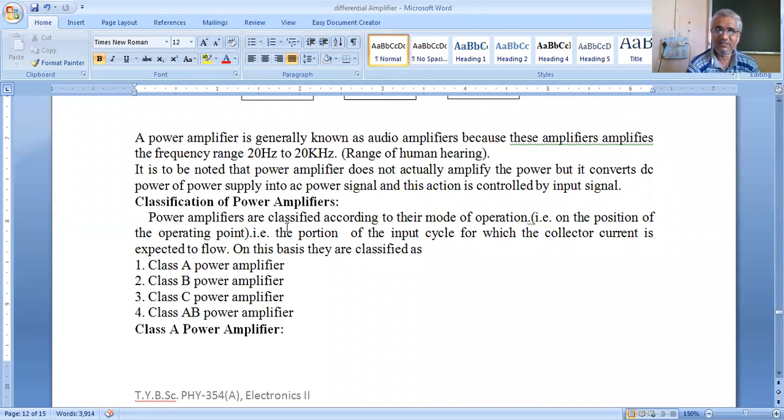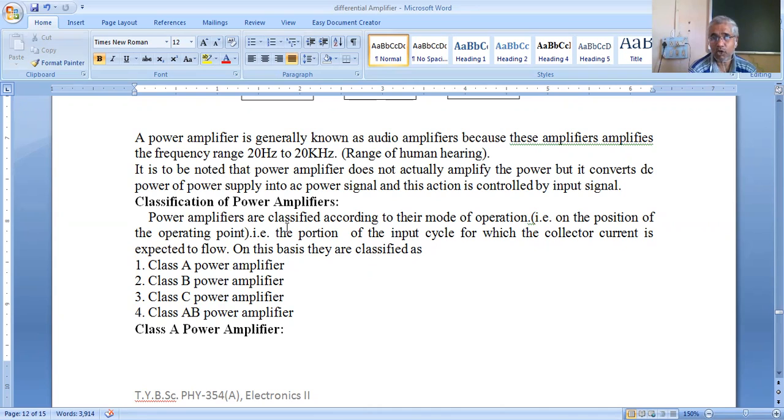So load line is the line drawn on the output characteristics of the transistor. Now in the first lecture I have told you that if the operating point is selected at the middle of the AC load line, then the input signal swing will be equally amplified. Means both positive half cycle and negative half cycle will be equally amplified if the operating point is selected at the middle of the load line.